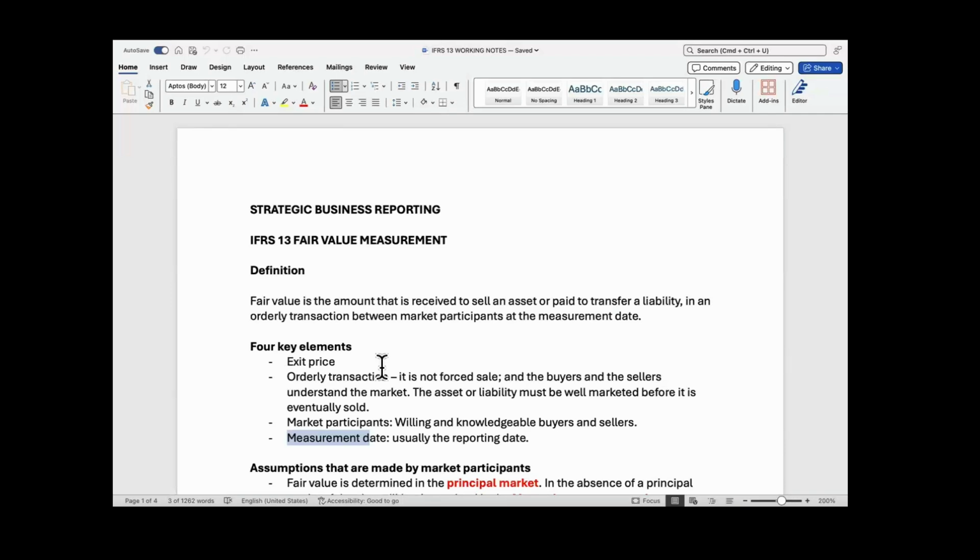Tomorrow can also be a measure. So measurement date in this context is the date at which you want to determine the fair value. And for us, we usually cap it as mostly the end of the year or the reporting date.